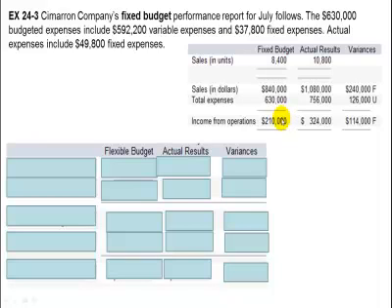Well, we actually had sales of 10,800 units. Our budget was set for 8,400. We had actual sales of 10,800, and so that made our sales comparison between the budget level and the actual results favorable. Total expenses between the budgeted level and the actual level were unfavorable because they were higher. And income from operations, the budgeted level versus the actual results, was favorable.